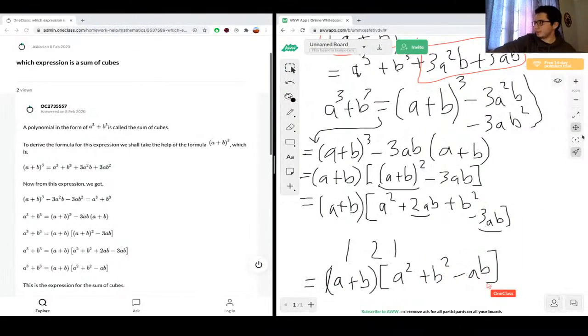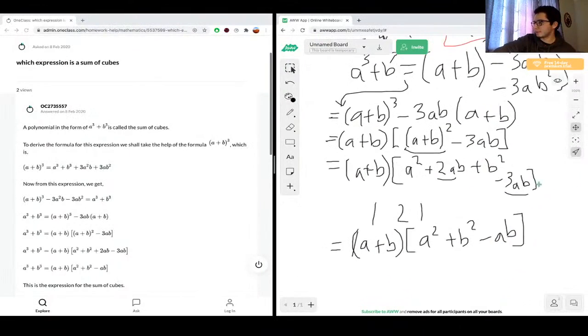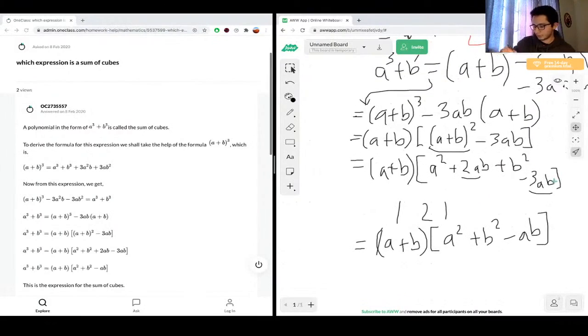So this is the final solution. Let me just write that out real quick: a cubed plus b cubed. So this is the final solution for which expression is a sum of cubes, and we showed the derivation.